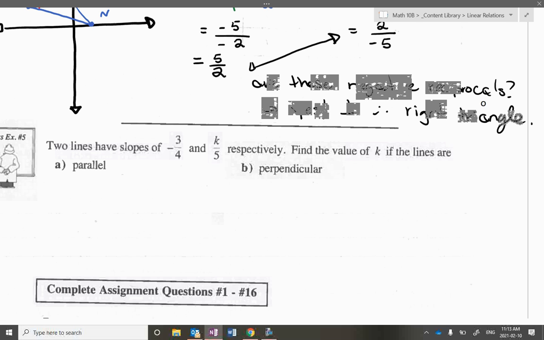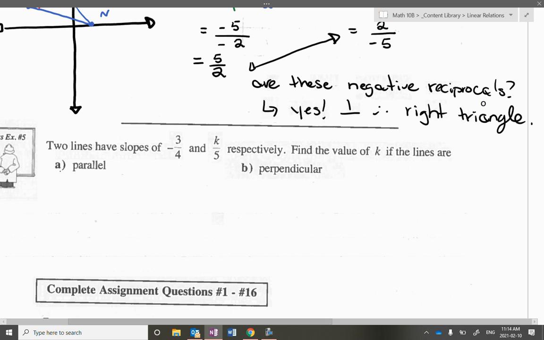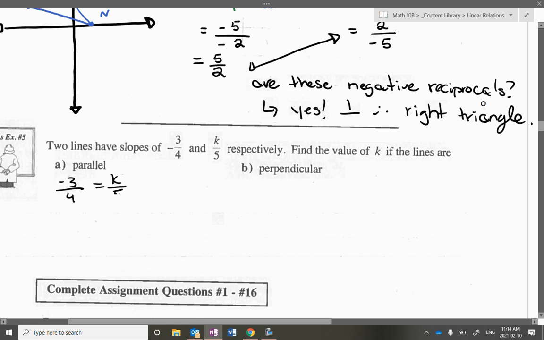This next question currently is a level 7-8. Would you guys like to try it on your own? So two lines have slopes of -3/4 and k/5. Find the value of k. So that's pretty unfamiliar. It's kind of vague, which is like our favorite situations for level 7-8s. Parallel lines, what do we know? They're the same. So let's set it up as -3/4 then has to be equal to k/5.